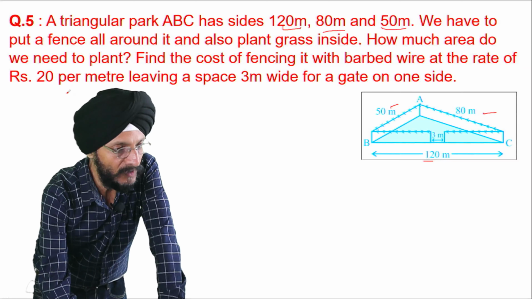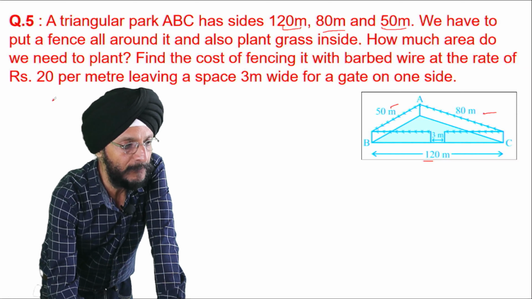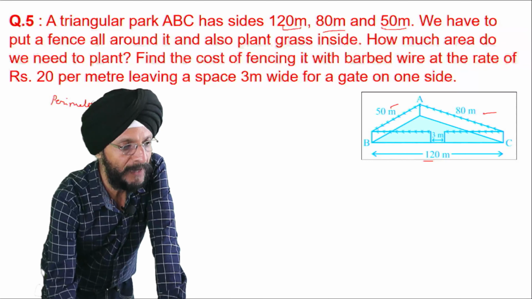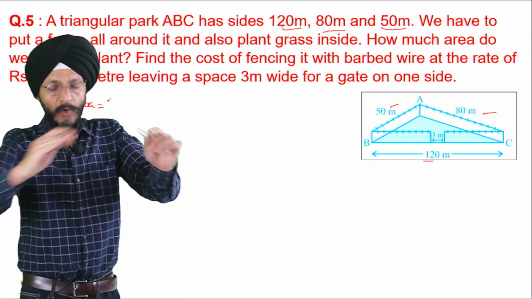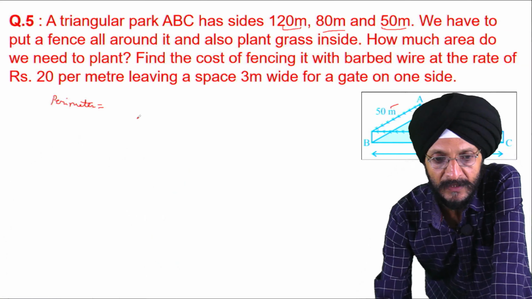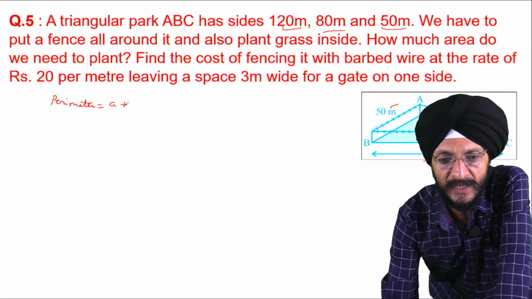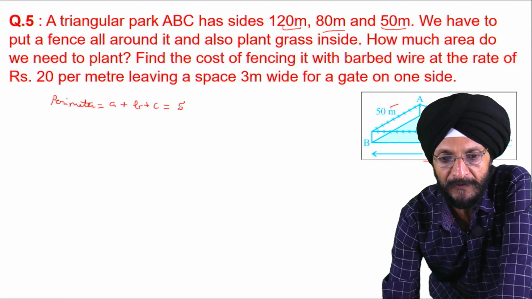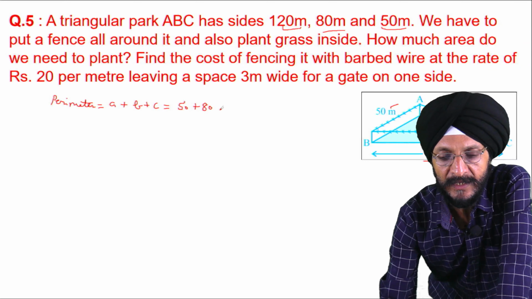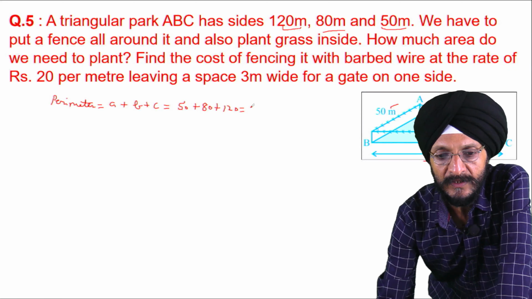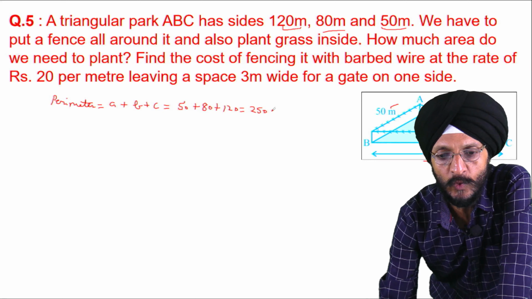So from this we see the perimeter. What is the perimeter? Perimeter means the total of the lengths of all the three sides of the triangle. That is, perimeter is a plus b plus c. We put in the relevant values: 50 plus 80 plus 120. Perimeter is 250 meter.